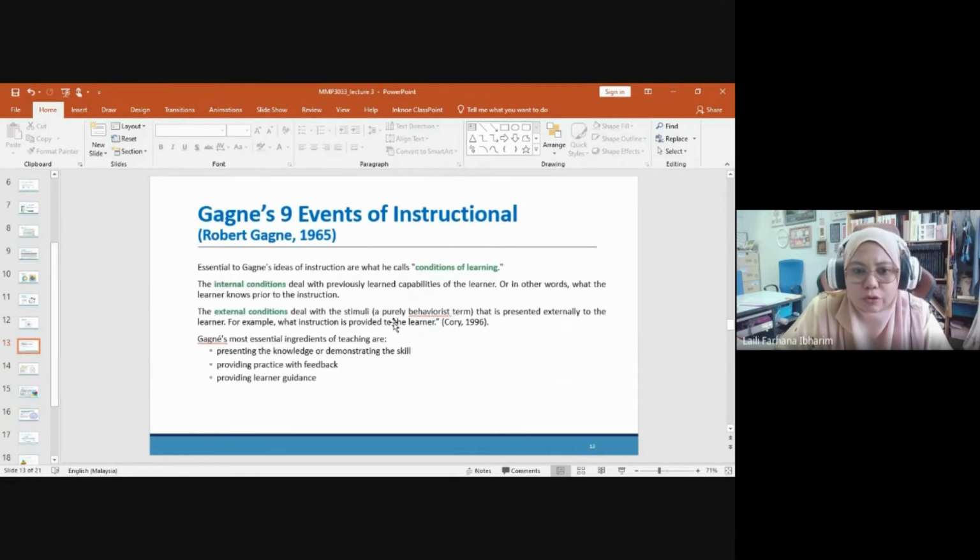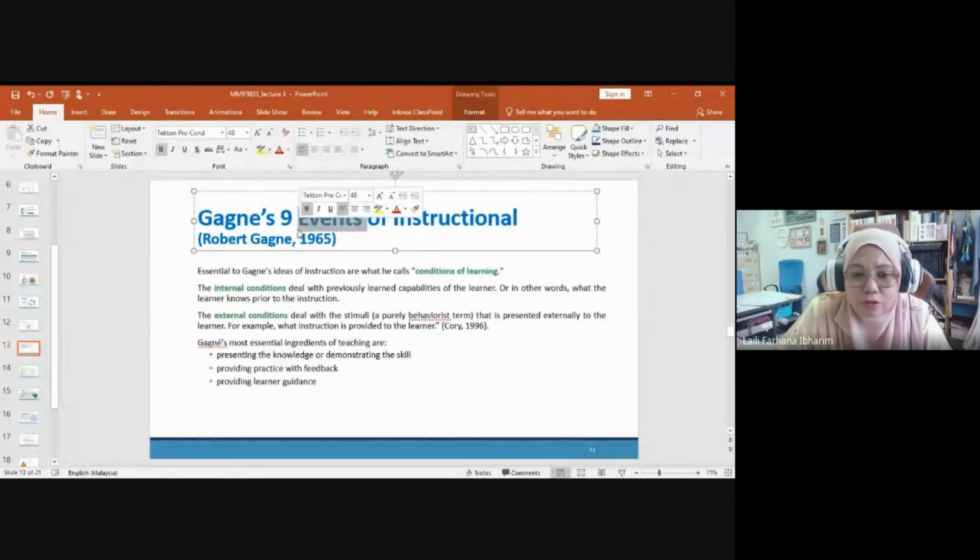Now we go to the third model, which is Gagne. Gagne is one of the scholars, a psychologist, who developed a model called the nine events of instruction, in 1965. These nine events of instruction are essential to Gagne's idea of instruction, which he calls conditions of learning. So here, when we call them events, it depends on the situation.